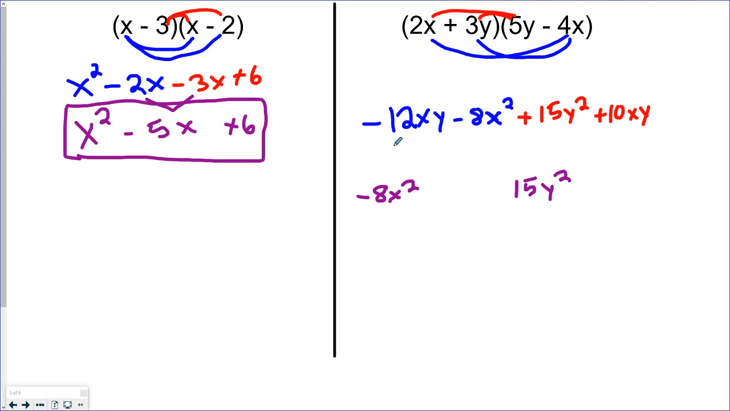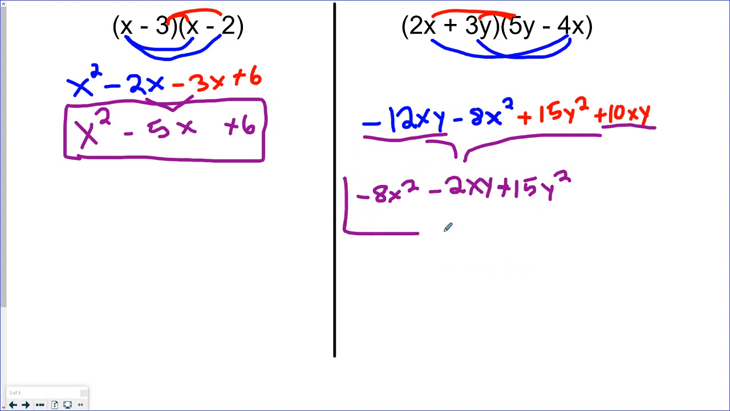However, there are two xy terms. I have negative 12xy and positive 10xy. Because they both have the same variables, they both have xy and only one of each, I can simplify them together. So negative 12xy plus positive 10xy is negative 2xy. I'll put a little plus here because this 15y squared is positive. So negative 12 plus 10 is negative 2, then xy and xy. Since I'm adding them together, just keep it as xy. And this would be my fully simplified mess here.